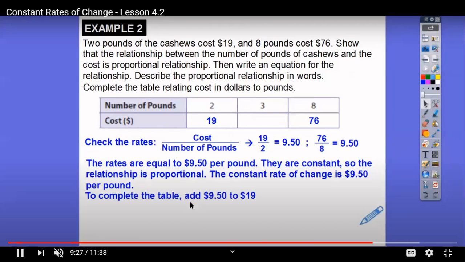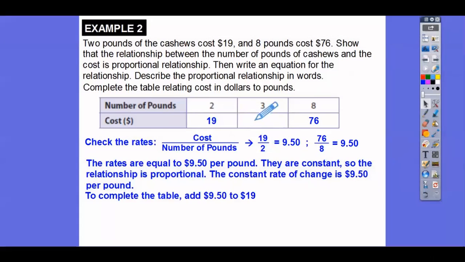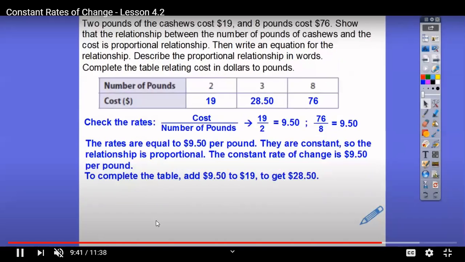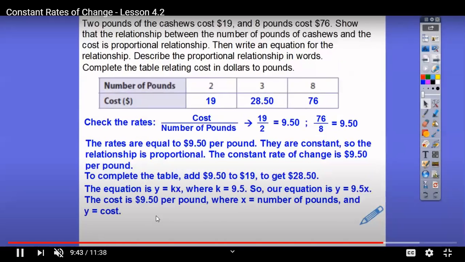To complete the table, I want to know here for 3 pounds, how much money will it cost? It will be 3 times 9.5, because 9.5 is the rate of change, to get 28.5. The equation is y equals kx, where k equals 9.5, so our equation is y equals 9.5x.